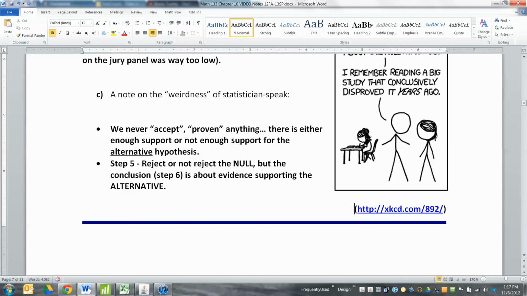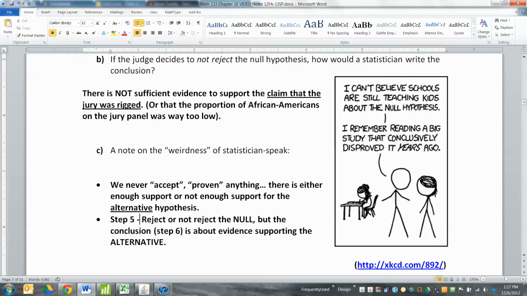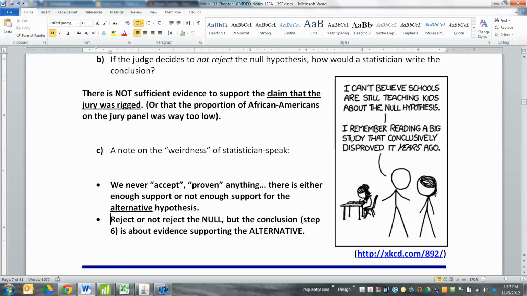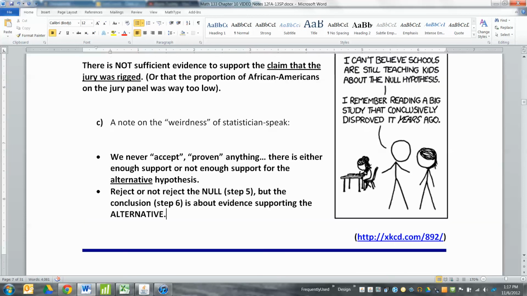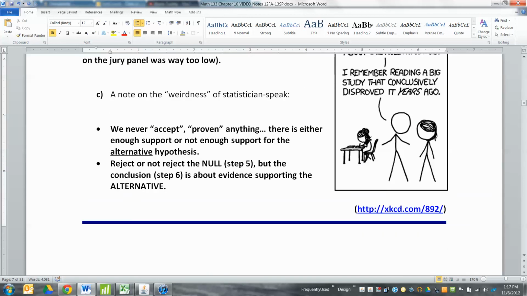It's a weird way to do it, but it has to do with the logic behind what we're doing. You don't have to prove the null because the null was what was assumed to be true. So our conclusions are based on the alternative, which is ostensibly what we were trying to show. Right? And of course, we don't ever show anything 100%. We just show that it's highly likely.